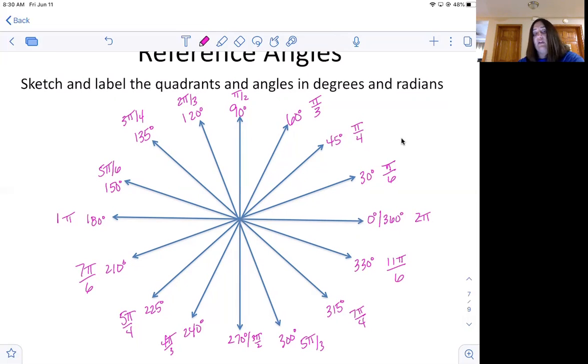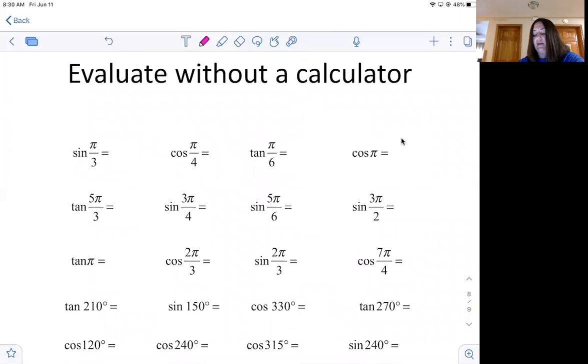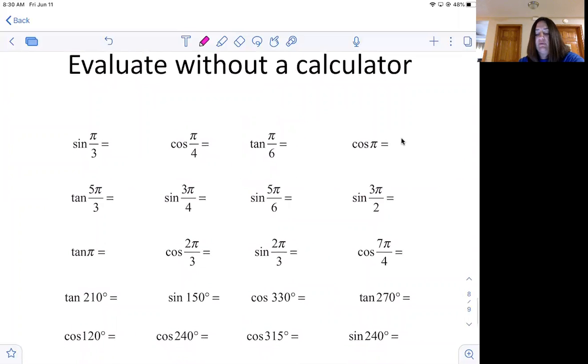This is the kind of thing that you'll be seeing on your quiz on the unit circle. You will have to be able to recreate this. So we have to be able to evaluate these without a calculator. So if you think of 30 degrees, or your pi over 3 here, pi over 3 is your 30-degree angle. So if you remember, we had those special triangles. The hypotenuse was 2, the height here is 1, and that's the square root of 3. So if I want to find the sine here, it would be opposite over hypotenuse, which is 1/2.